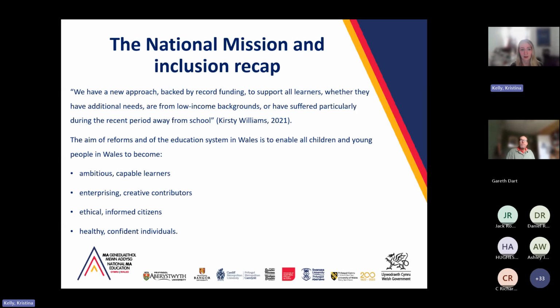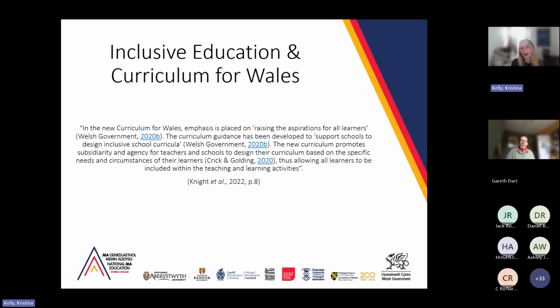So we want our learners to be ambitious, enterprising, ethical, healthy, confident individuals. We want all of those things. And how do we develop our inclusive classroom practice in connection and in cohesion with that? So I've picked up this quote that I think highlights our position really as teachers at the moment.